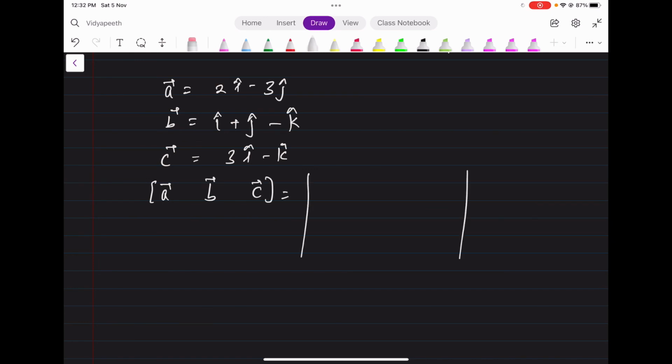Just write the determinant. So corresponding to A, we have 2i minus 3j plus 0k, right? Next we have i plus j minus k, and corresponding to C we have 3i, 0j, minus k.